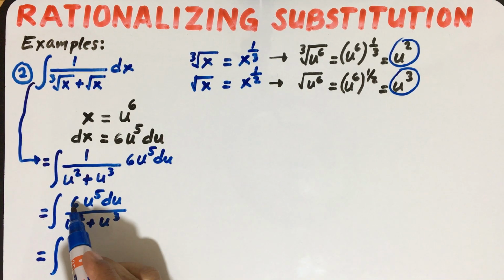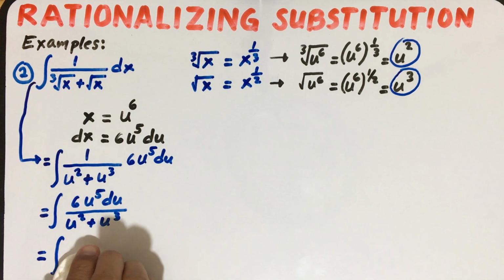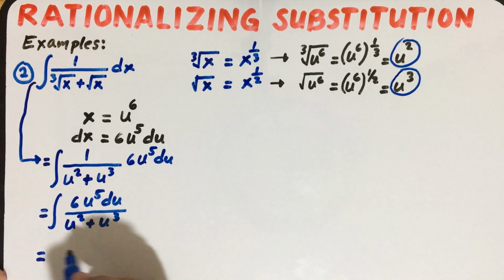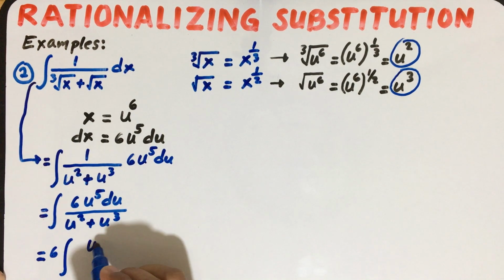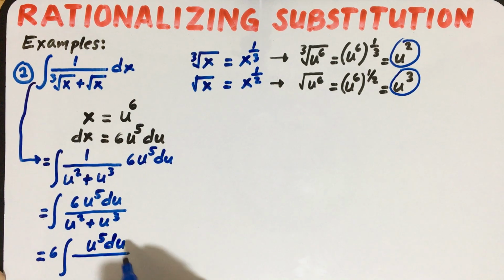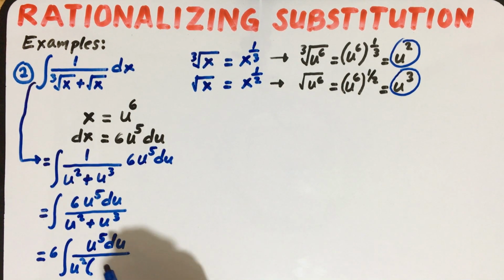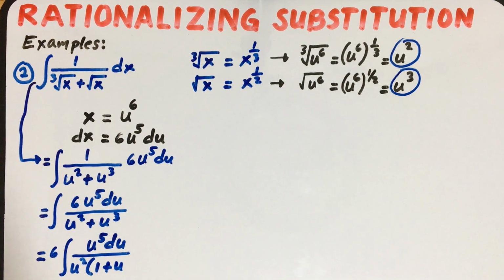And we have a constant, so we can put the constant on the left side of the integral sign. So we have to isolate the constant. So we have 6 times the integral of u to the 5th power du, then divided by the common factor, which is u squared. So factoring out the common factor, we have 1 plus u.